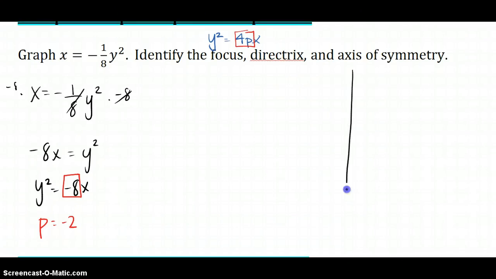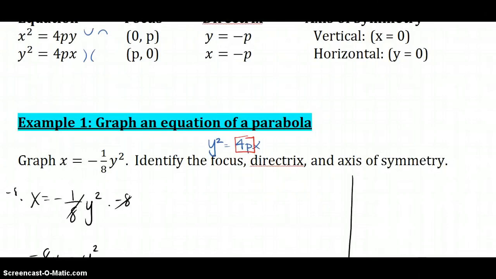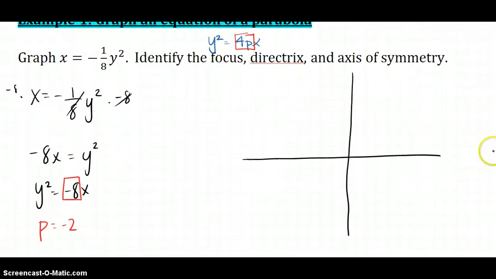So if I start my graph, and everything you need is in this little chart I gave you. You know that we're using this equation, so our focus is going to be p comma 0. So my focus is going to be negative 2 comma 0. So I go over to negative 2 comma 0, and so my focus is right here.